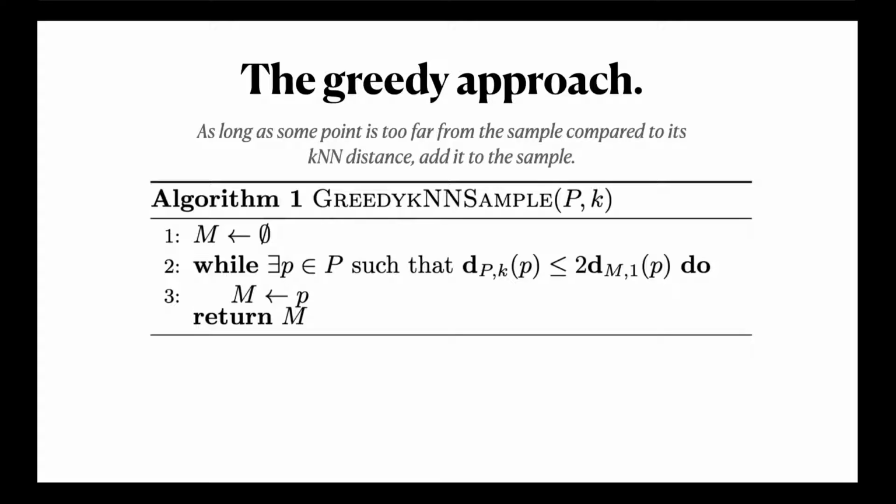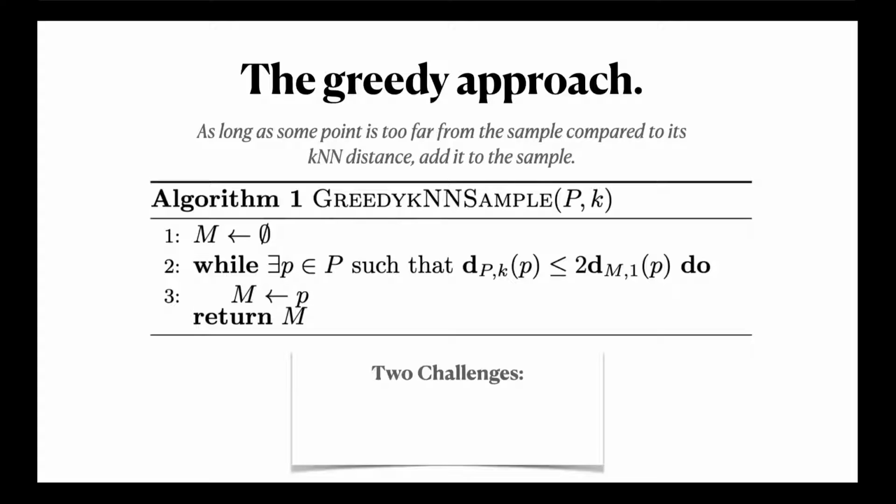You see, while there's any point P such that d_pk of P is less than or equal to 2 d_m1 of P, then we're going to add P to M. Now, notice this is d_m1. That means the distance to 1 point of M. It's d_m1, not d_m2, because obviously if we add P, that d_m1 becomes d_m2.